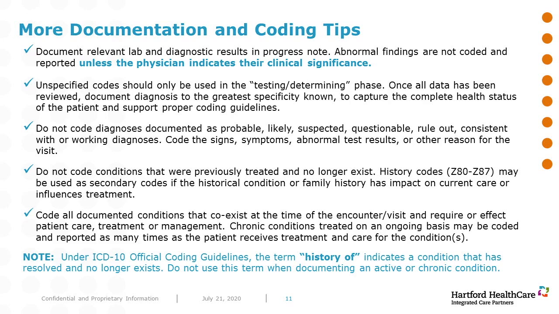Do not code conditions that were previously treated and no longer exist. We would code those as history, and I do realize that a lot of providers don't like to take the active cancer code out of their drop down because, for some reason, it drops down to not as important when you're utilizing the drop down menu. But it's really important that if the patient is no longer under treatment, no longer on the chemo or radiation, that code be a history code.